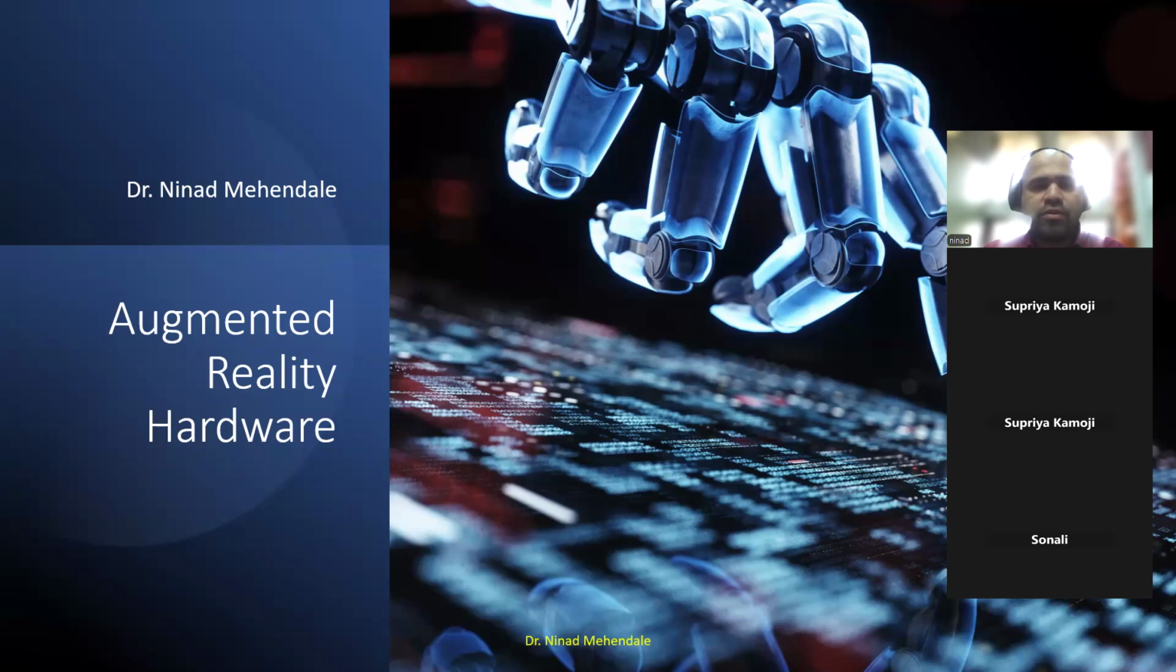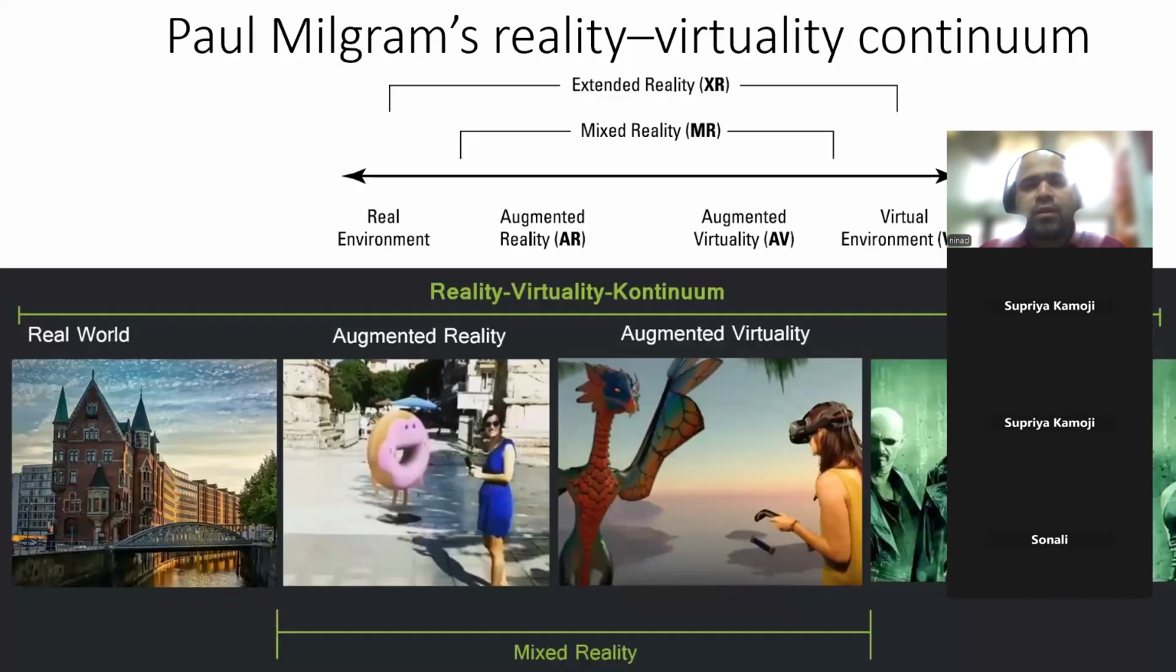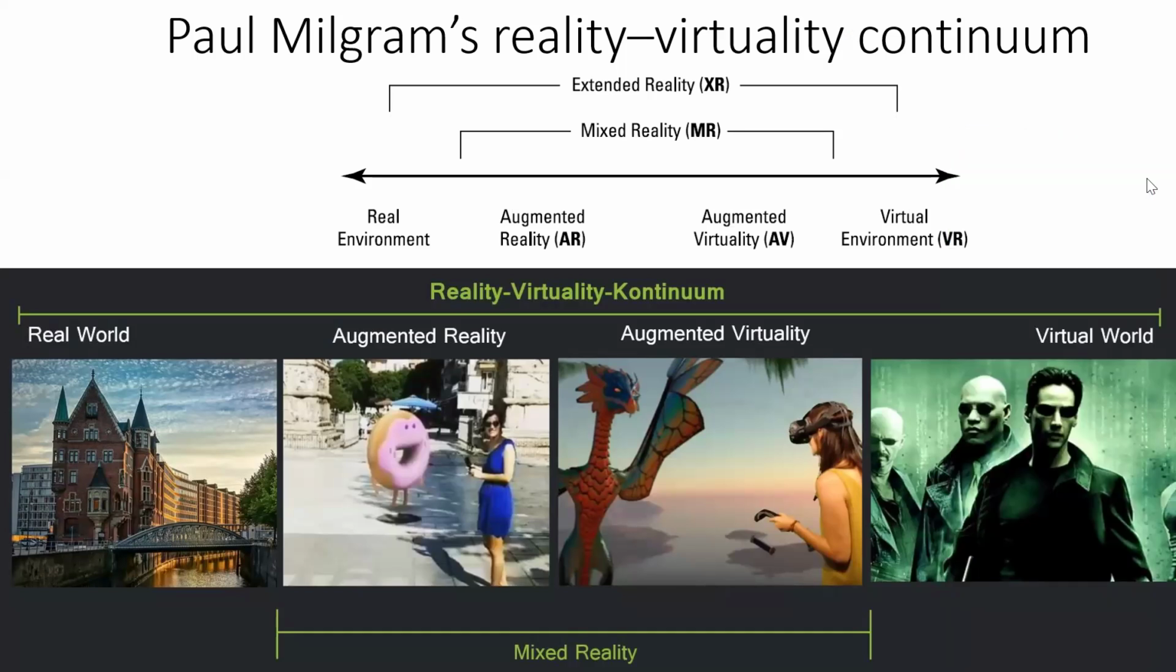So today I'm going to talk about different hardware used in augmented and virtual reality, and obviously markerless and marker-based technologies also. So to start with, let me first introduce you to this diagram. You might have seen this diagram earlier also. Basically we start with the real world. Then we have augmented reality where you can see this donut being inserted artificially into the real world. Then you have augmented virtuality where you are inserted into a virtual world and it's the world around you. It's completely 3D generated.